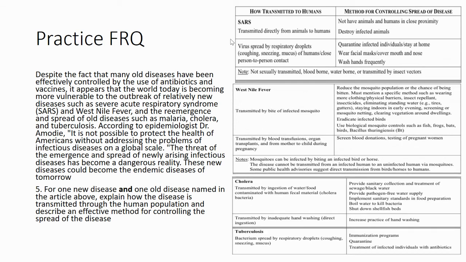And here is the actual accepted College Board rubric that was used in order to grade this FRQ. So take a moment, see if you can provide yourself a score based upon this FRQ. Remember, you had to identify one new and one old disease. You had to explain how that disease was transmitted through the human population and describe an effective method for controlling the spread of the disease. So here, if you identified SARS, here were ways you could control it that were accepted: West Nile virus, cholera, and tuberculosis.